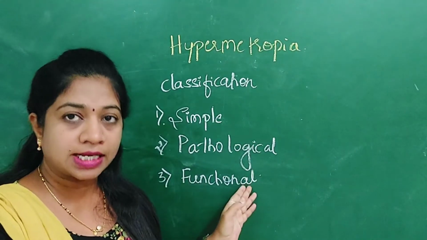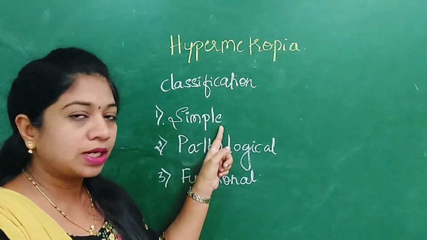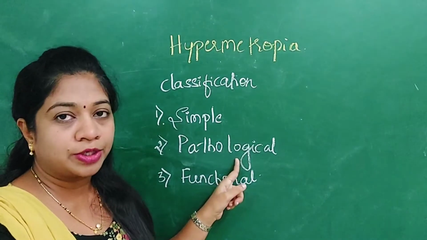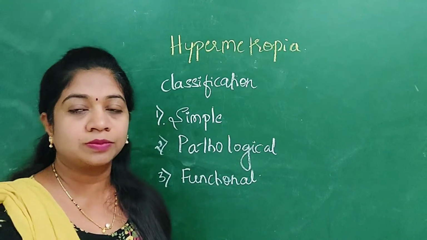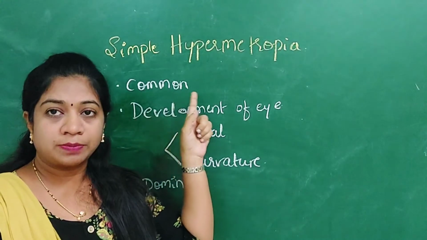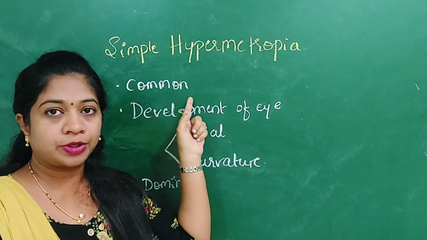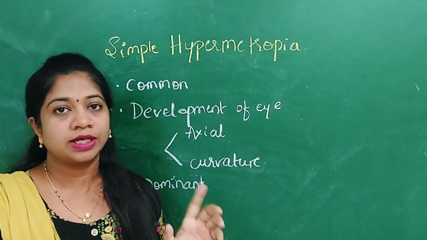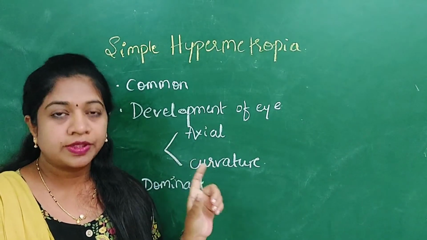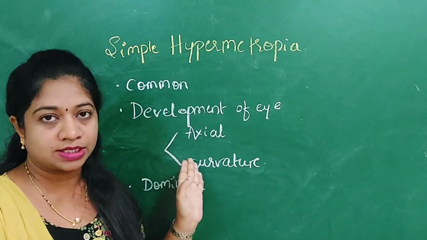Now clinically we can classify hypermetropia as simple hypermetropia, pathological hypermetropia as well as functional hypermetropia. I will explain each one by one now. Simple hypermetropia is the commonest form of hypermetropia. Here it occurs because of some developmental abnormality of the eye. Either the axial length of the eyeball is decreased or the curvature is flat.